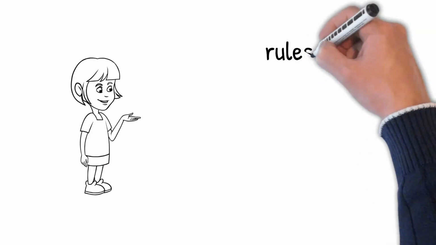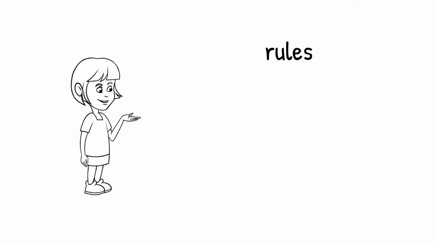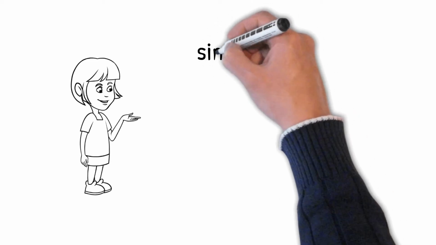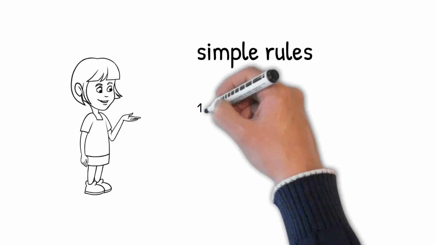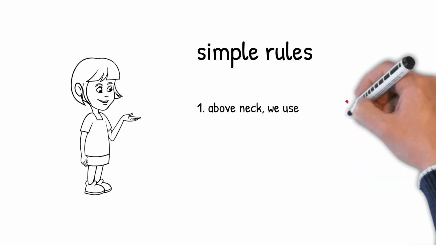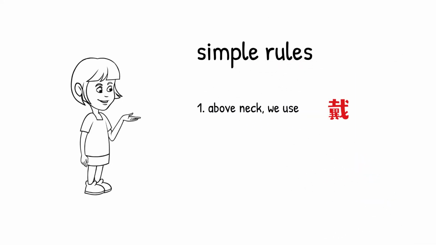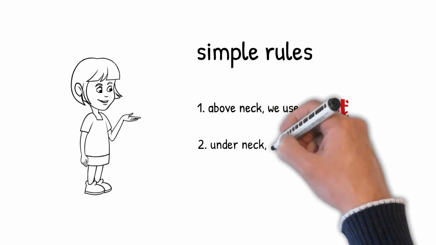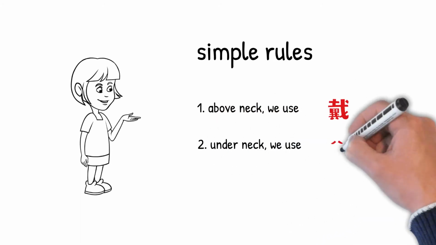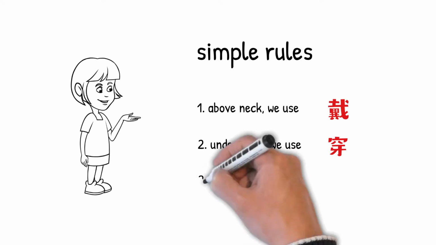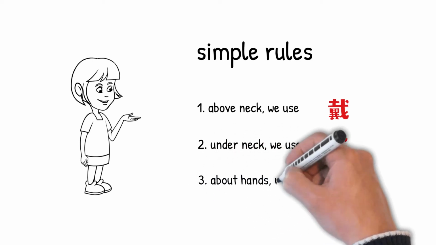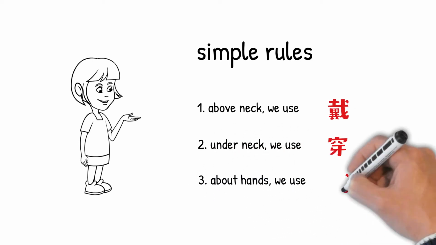Are there any rules to follow to tell the difference between 戴 and 穿? Yes, the rules are actually very simple. Rule number 1: above the neck, we use 戴. Number 2: under the neck, we use 穿. Number 3: especially about hands, we use 戴.